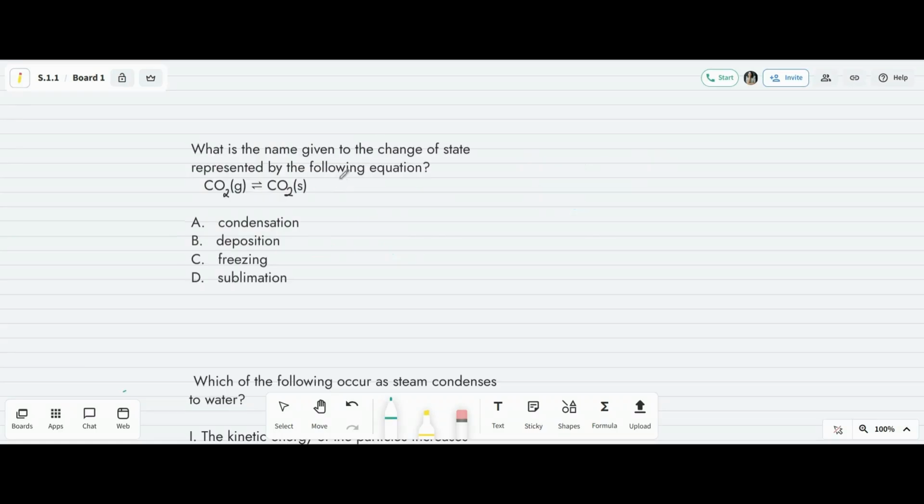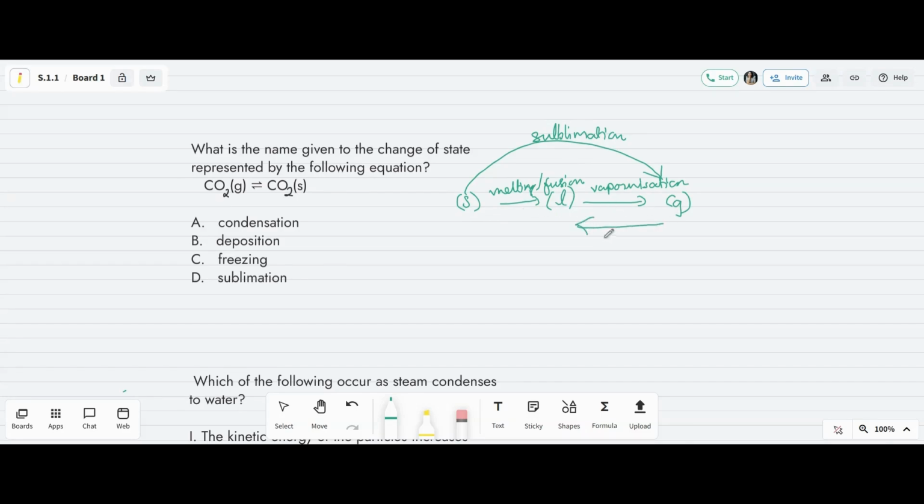What is the name given to the change of state represented by the following equation? So here we see that there is no change in the chemical formula, so it's not a chemical change. There is a change in state, however, so it's a physical change. So know this, solid to liquid is called melting or fusion, and solid directly to gas is called sublimation.